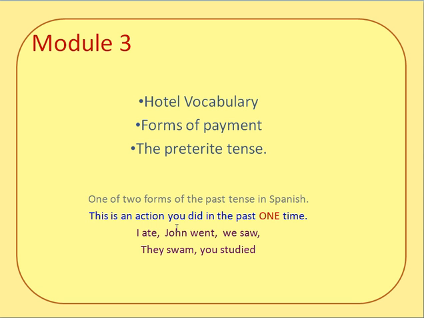So the preterite tense is one of the two forms of the past tense in Spanish. There's two different tenses. Remember, tense is telling when something happened. So this tense, the preterite tense, is for an action that you did in the past one time. Like, I ate pizza last night, or John went to the zoo yesterday, or we saw a movie last night. Okay, they swam, you studied, etc. So that's what the preterite is.